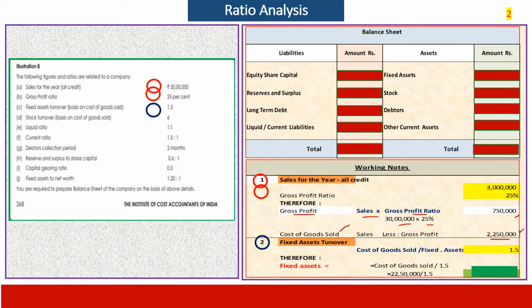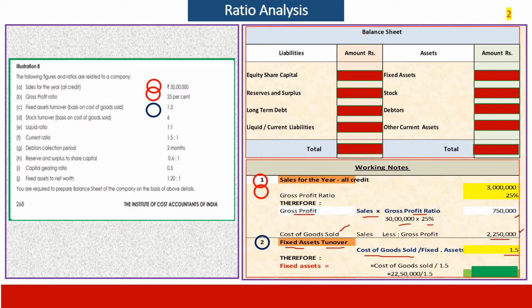We will take the next item, which is fixed assets turnover. As we have understood, whenever the concept of turnover comes, at the top of the formula will be either sales or cost of goods sold, and the other concept will be coming at the bottom, that is at the denominator. Cost of goods sold divided by fixed assets is known as fixed assets turnover, and the result is given as 1.5.